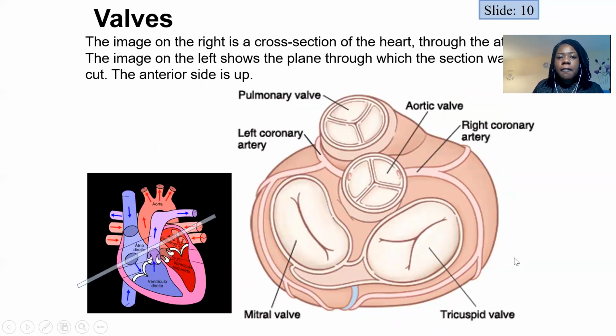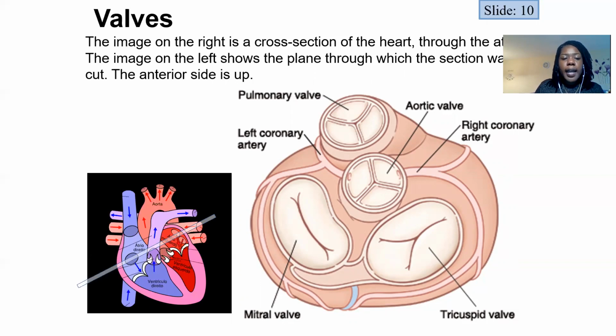All right, let's get into the valves. So valves are these flap-like structures, right? They are separating the flow of communication from atria to ventricle and from ventricle to artery. The valves help to keep blood flowing in one direction. So they help to maintain unidirectional flow from atria to ventricle or from ventricle to artery.